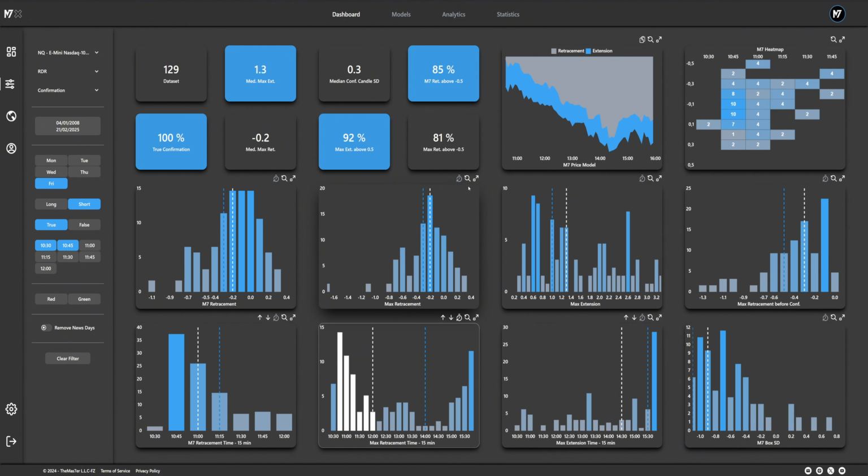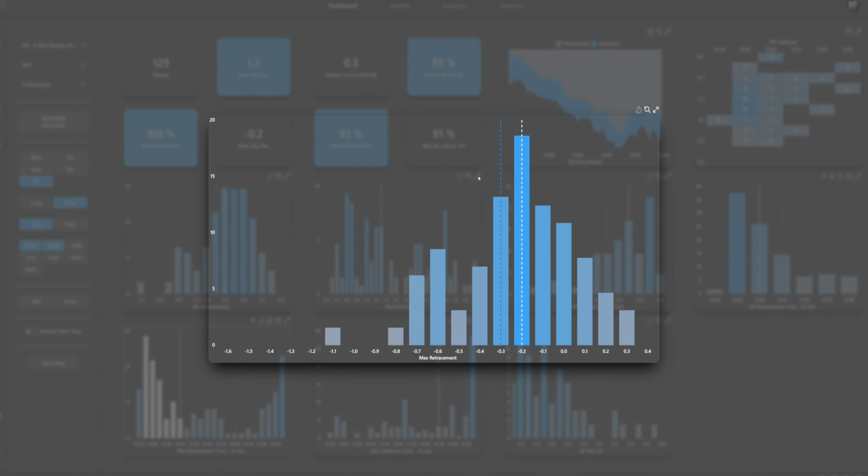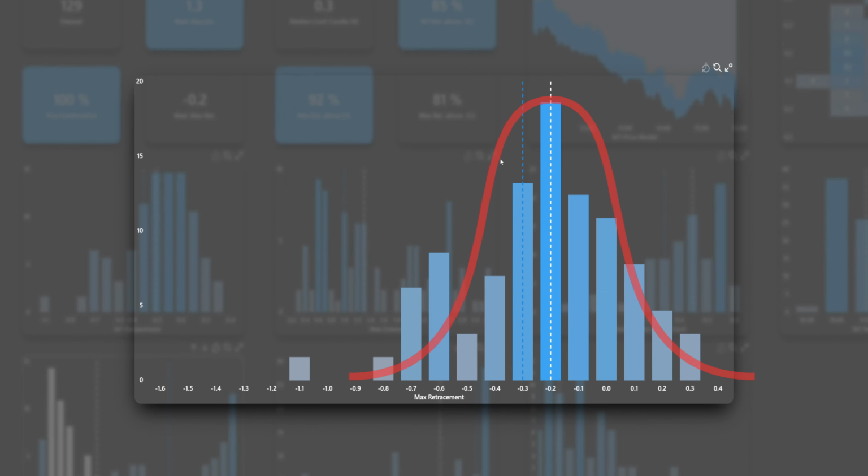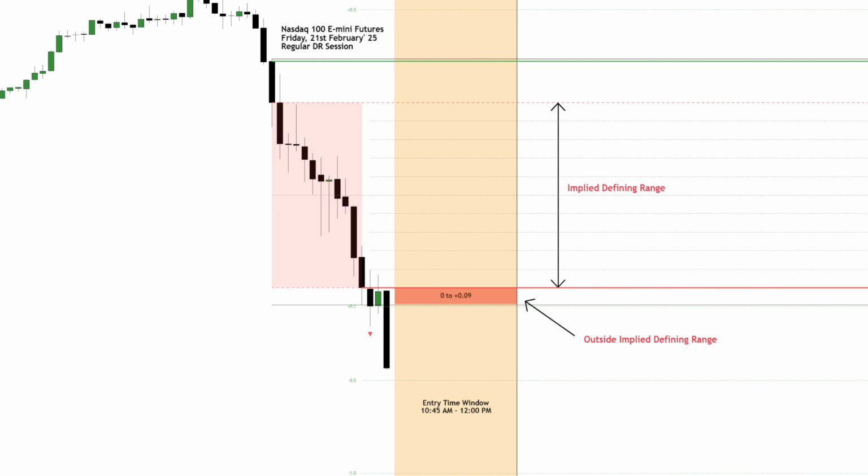But what exact advantage does this give us? When looking at the maximum retracement distribution, which is measured in standard deviations, we can clearly see where the algo made its maximum retracements in the past under these criteria. For example, the 0 to 0.09 retracement right here is, if we look at it on the chart, located outside of the IDR in this current example. Do you get what I mean now? It's a retracement back into the defining range, but not back into the implied defining range.